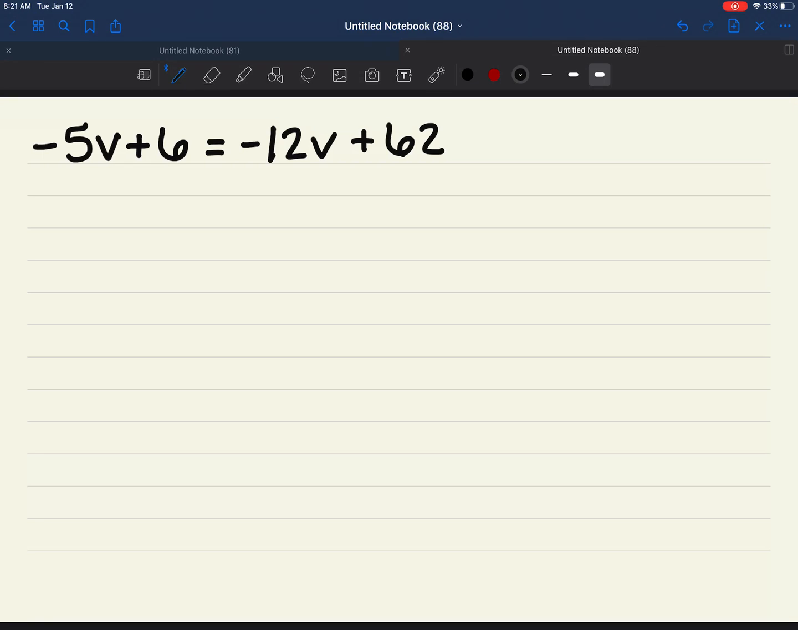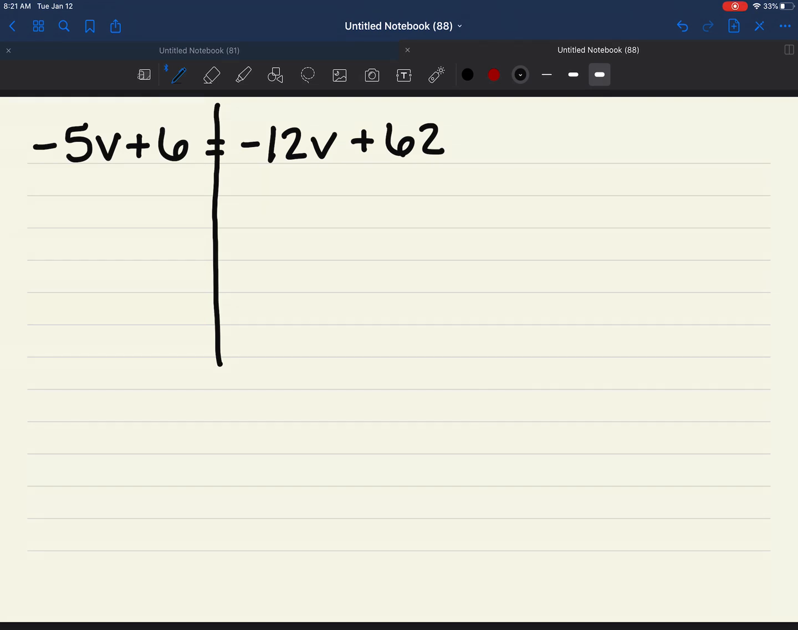coefficient. Wait, what equals what? Which one's the one that it actually equals? Well, that's what we're doing. We're getting to that point. Okay? All right? So, somebody tell me, which one of those variables has a smaller number in front of it? 5.